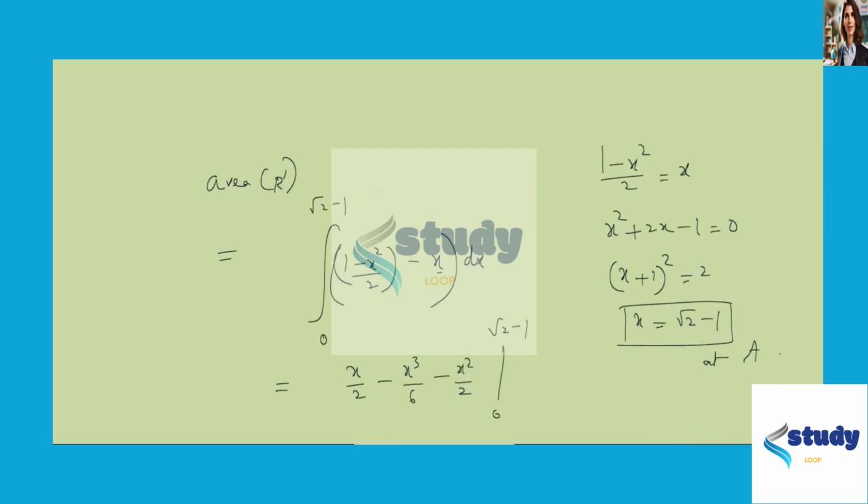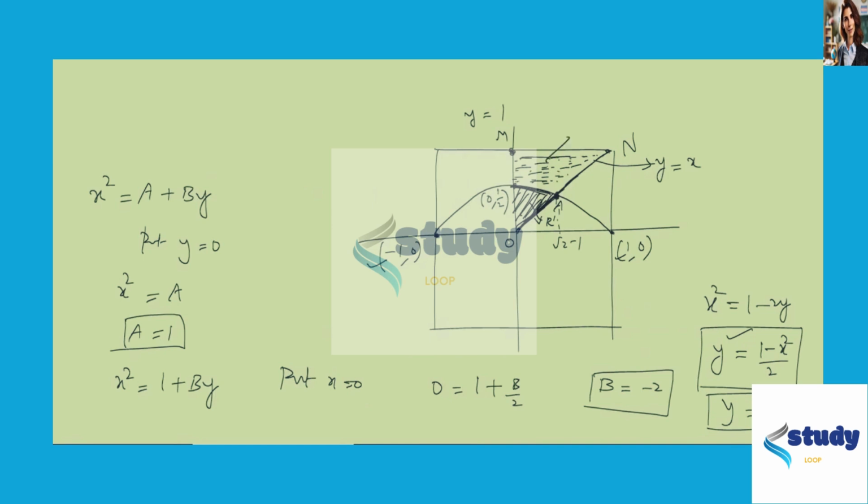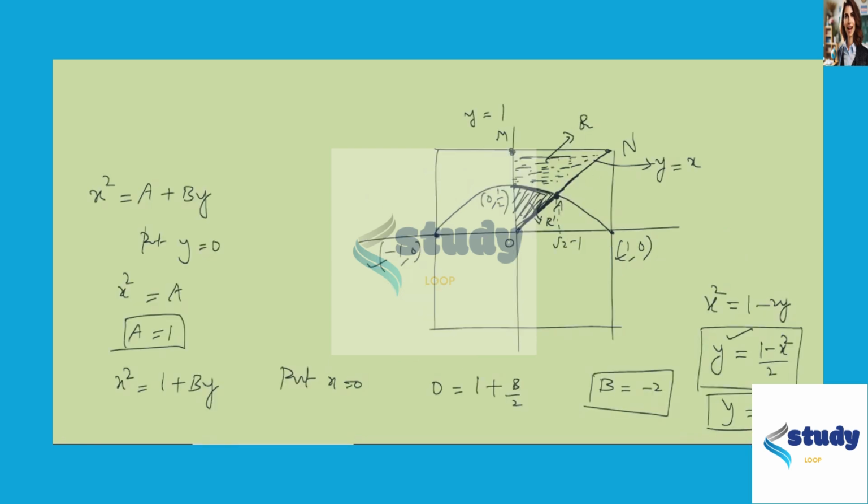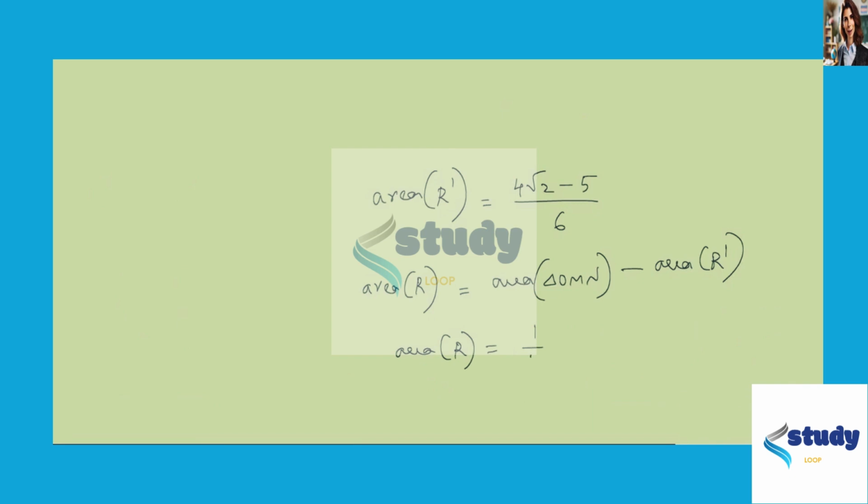But we are interested in which area? We need only this dotted area. I'll call this region R. So what is the area of R? Area of R is nothing but the area of triangle OMN minus area of R dash. What is the area of triangle OMN? If you can see, this length is 1, this length is 1. It's a right angle triangle, so it's half into 1 into 1. So it's half minus (4 root 2 minus 5) divided by 6. When you take LCM, you'll get (8 minus 4 root 2) divided by 6. So this is the area of region R.